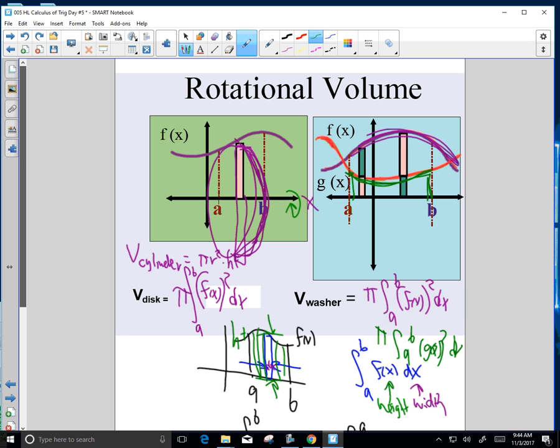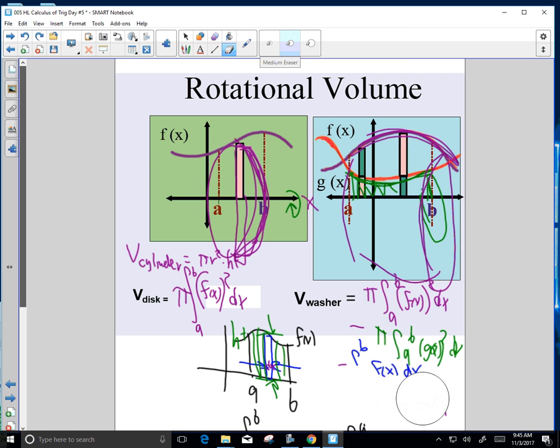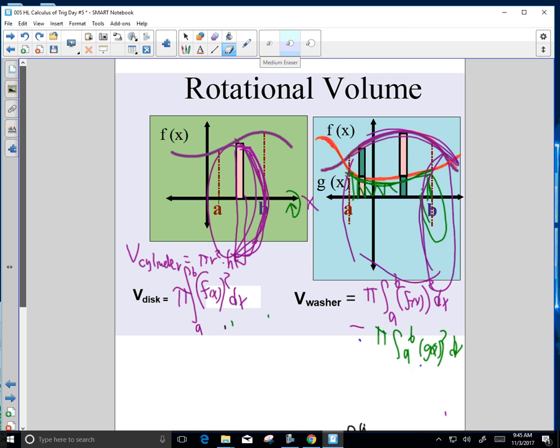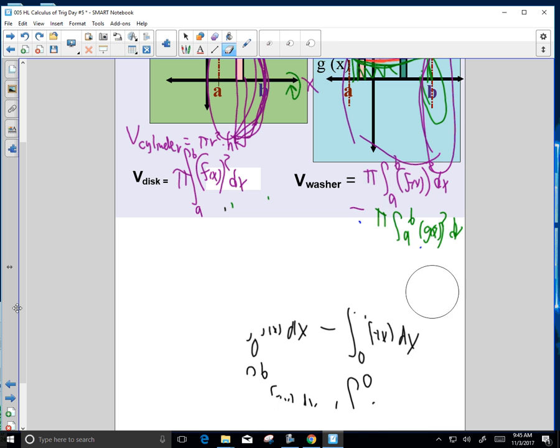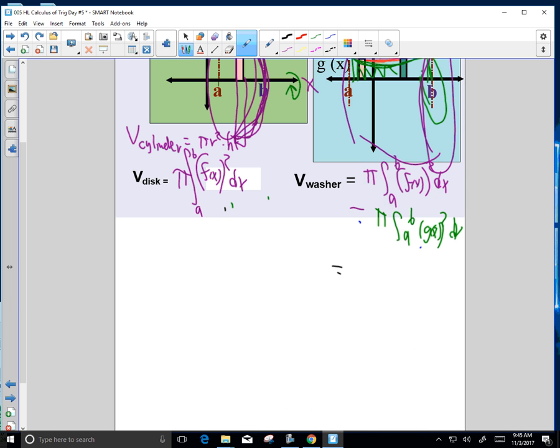And what are you going to do with this one here rotated around compared to this big one up here rotated around? You're going to subtract them, right? So when you subtract those two, we can put them together into one grand formula, the washer formula, which is pi going from A to B of the first one, f of x squared, minus g of x squared.